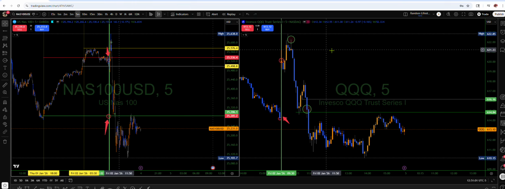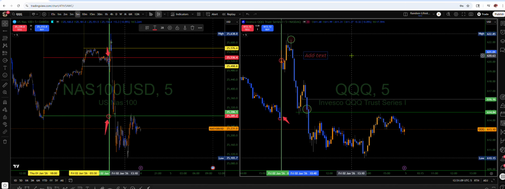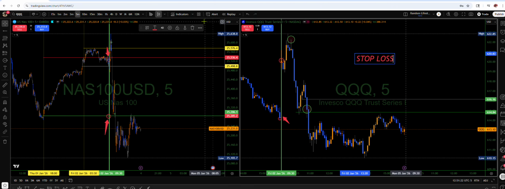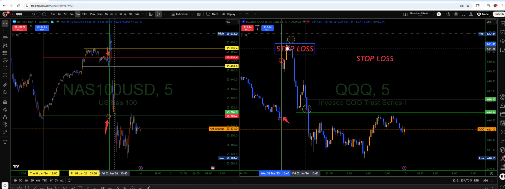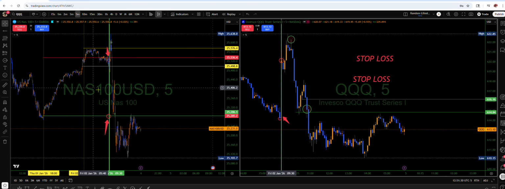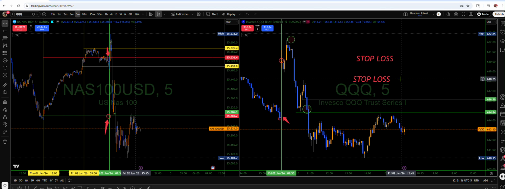Stop loss, stop loss, stop loss. I cannot stress that enough. Make it bigger so you can see it. Do not put anything in without a stop loss, please. Do not put anything in without a stop loss.